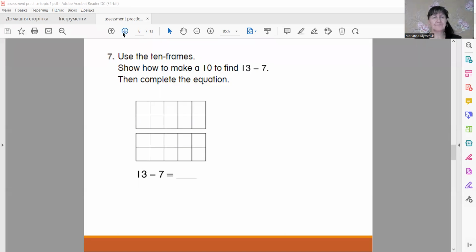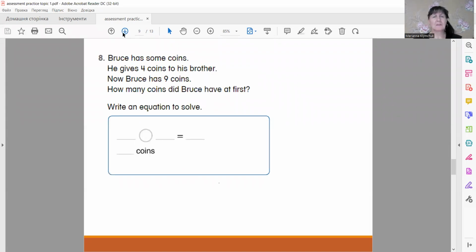Next task. Next task is a story. Okay, let's discuss the story. Again, in the class I was teaching, and we read something like not a number, but the word sum. Okay, Bruce has some coins. And the question is, do you know how many? What does it mean, sum? Is it a number? No. So you don't know how many. This is a question mark. This is a missing number.